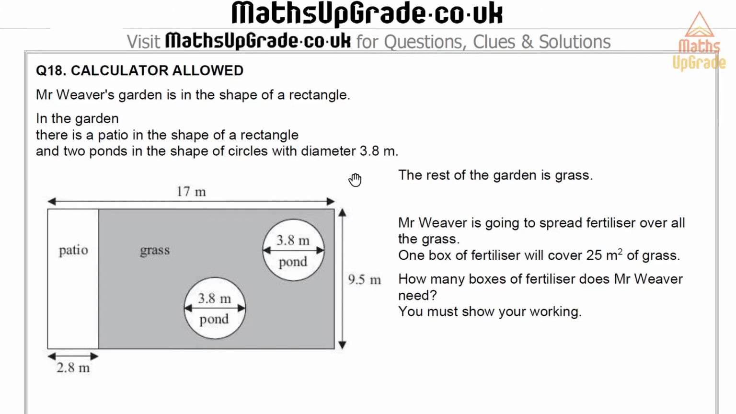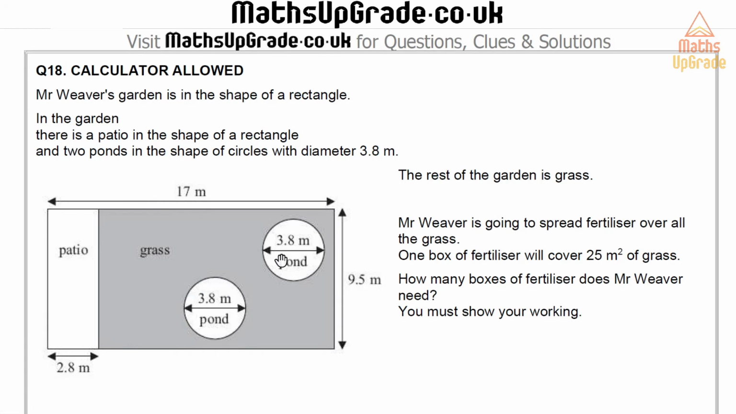Okay, question 18. Mr. Weaver's garden is in the shape of a rectangle. As you can see, there's a plan view of that garden. Quite a complicated garden. He's got a patio in the shape of a rectangle here, and he's got 2 ponds here.